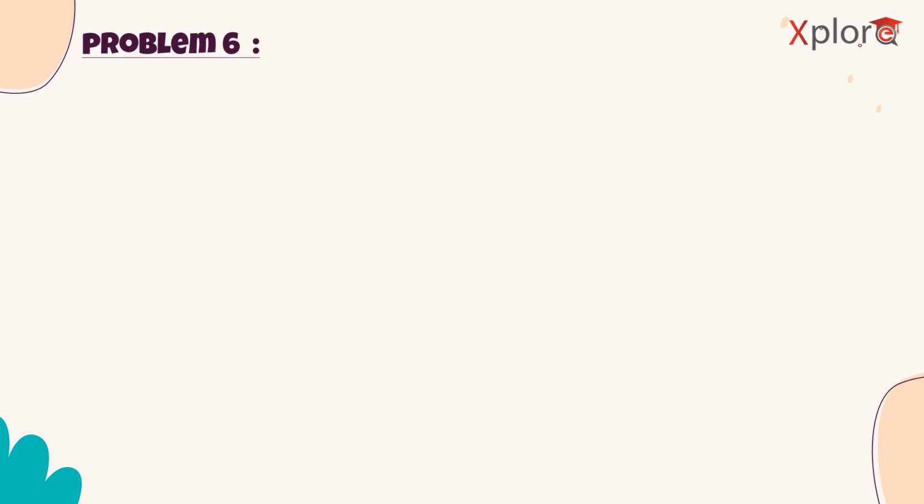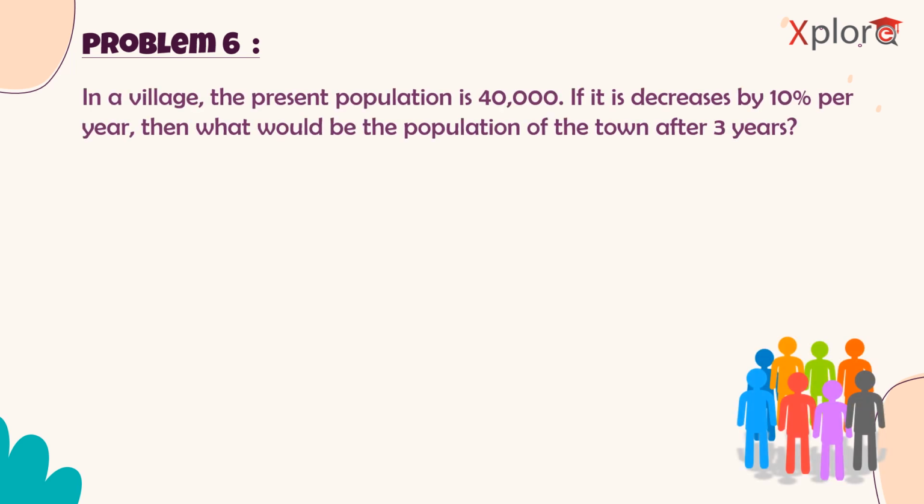Let's solve one last problem in the percentages concept and let's wind it up. So it is on the increasing and decreasing of the population. Now, the given question is, in a village, the present population is 40,000. If it is decreasing by 10% per year, then what would be the population of the town after 3 years? So the population of the town after 3 years, we need to find out.